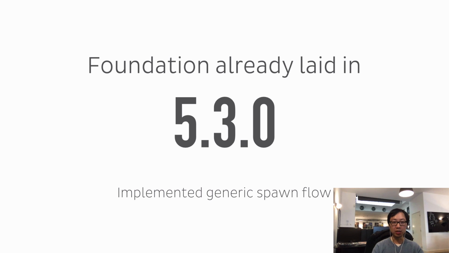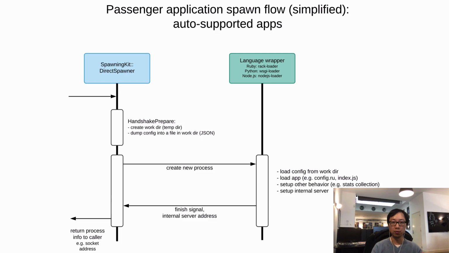Let me start with a piece of good news. We already laid a good foundation for GLS a while ago, so there is a lot of heavy lifting stuff that we don't have to implement during this session. In Passenger 5.3.0, we rewrote Spawning Kit. We overhauled the spawning protocol and we introduced support for a so-called generic spawn flow.